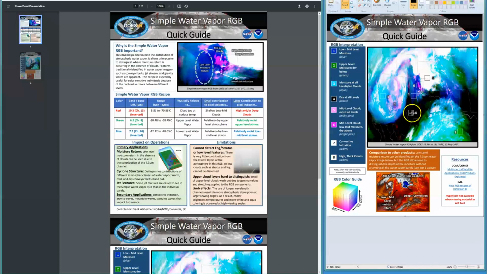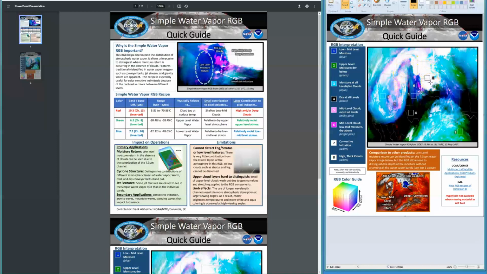explanation here. Also, black here would be all the dry levels or cloud-free levels in the atmosphere, devoid of water vapor. Then we have mid-level clouds here, okay, in the pinks, mid-level clouds and low-level moisture, dry above, here in the darker magenta pinks here. And of course, all the whites here would be convective initiation, which means thunderstorms are occurring in these areas and high thick clouds here.